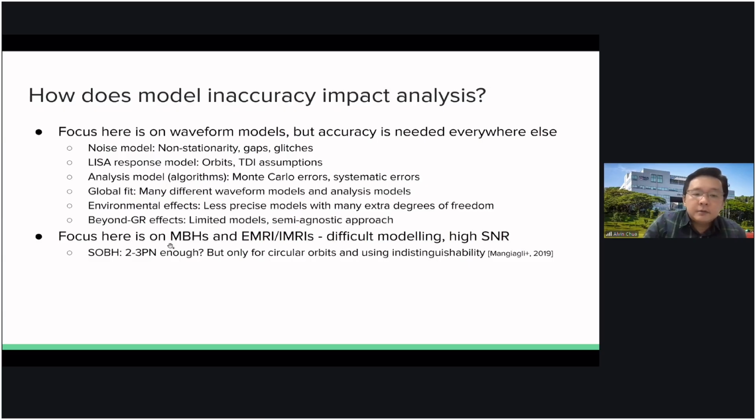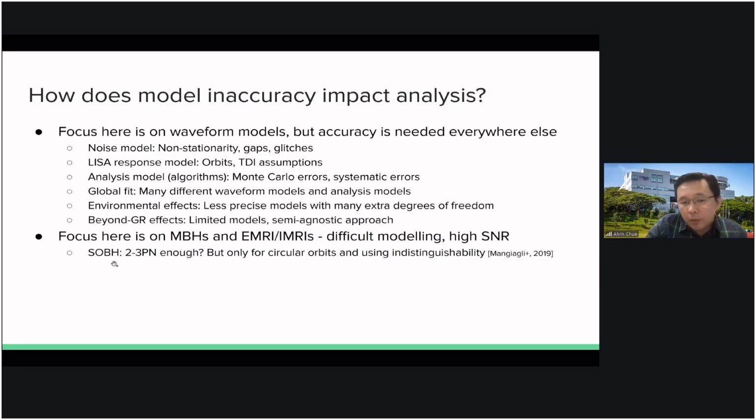Okay, for the papers I'll review, the focus is largely on massive black hole binary mergers as well as EMRIs and IMRIs, because these are kind of the only sources where the modeling is really difficult, but we also expect these sources to have very high SNR. So accuracy constraints are quite stringent.